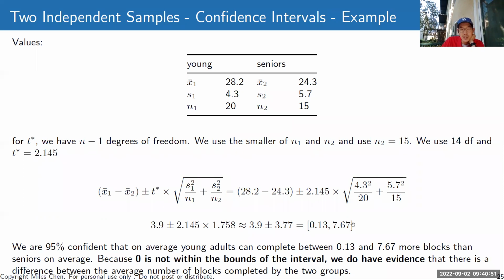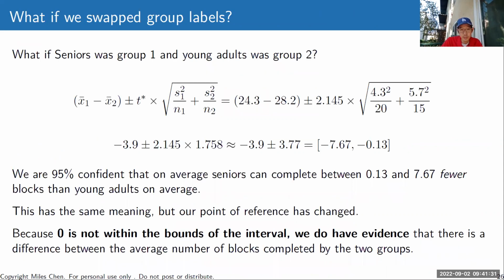So on the low end, we expect young adults to complete at least 0.13 of a part more than the seniors. And then maybe on the high end, they might be completing as much as 7.5 parts more than the seniors, but maybe something in between, right? Whatever it is, we're pretty confident that the young adults can do more, because 0 is not within the bounds of the interval. So we'd say I'm pretty confident that the difference is not 0, that there actually is a difference between the average number of blocks that are completed.